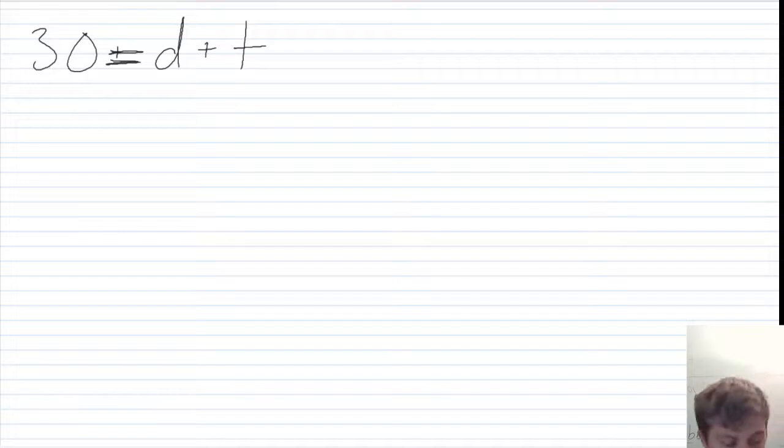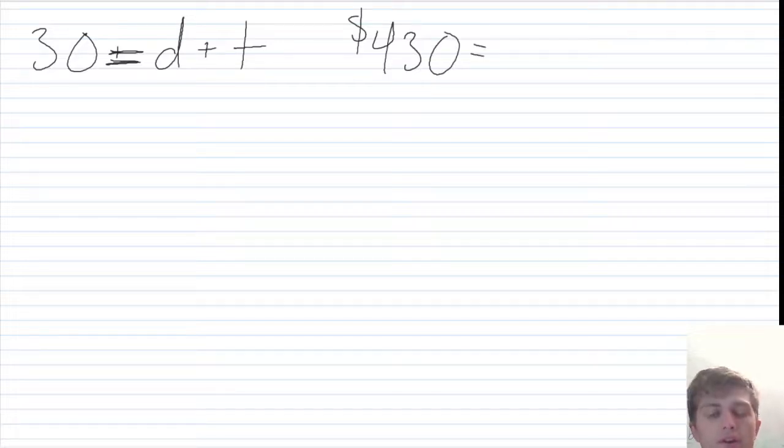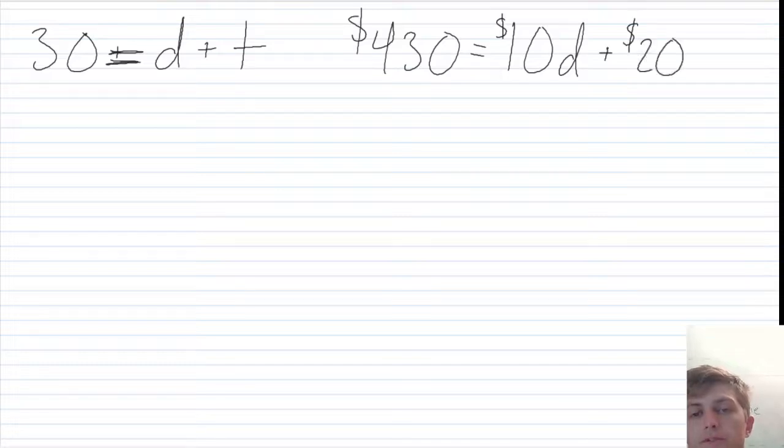But now we know that it's $430. So $430 is equal to, now we have value, so now we need to multiply the value by the quantity. So value by the number of bills.